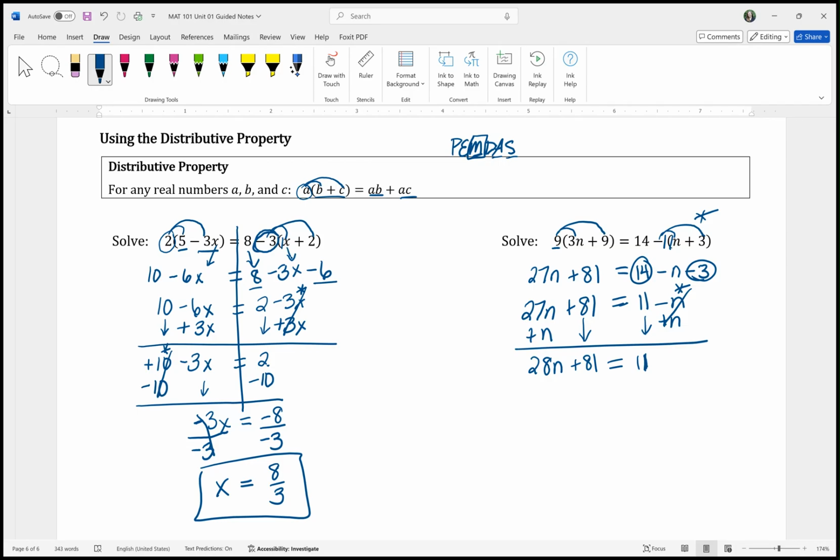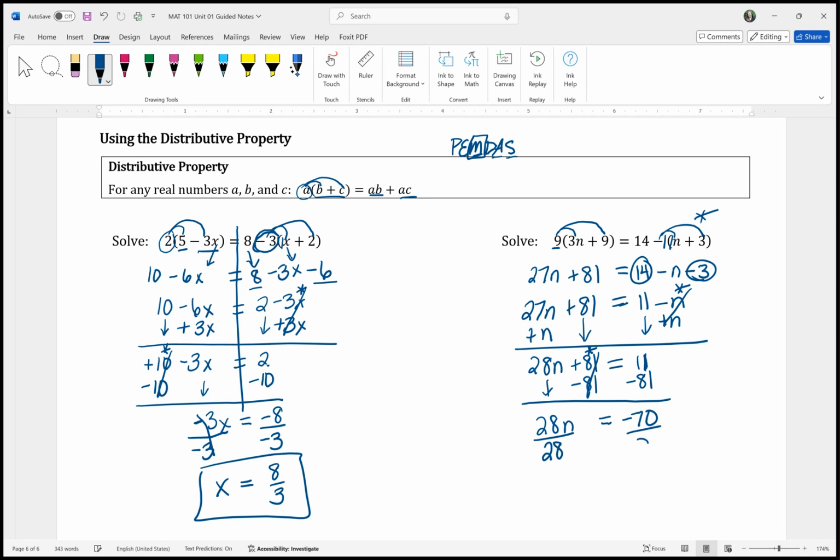Okay. And now we're moving the 81. So subtract, change the sign, move it to the other side. Same thing. This should be like a mirror image on each side. Okay. Add like terms. 28n, 81 minus 81 cancels, equals 11 minus 81 is -70. And we're going to divide by 28.